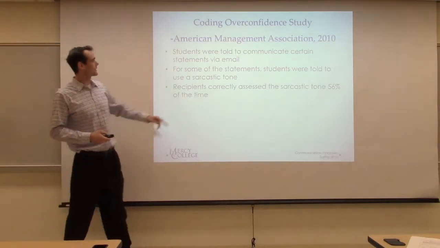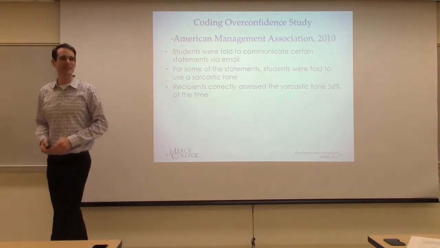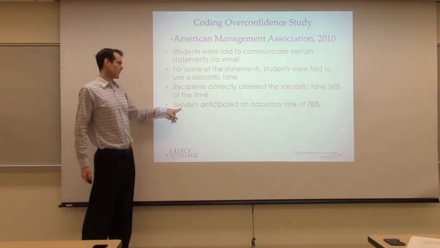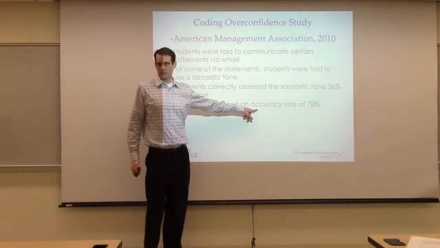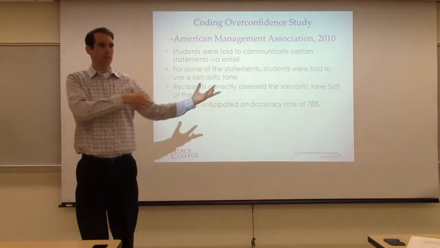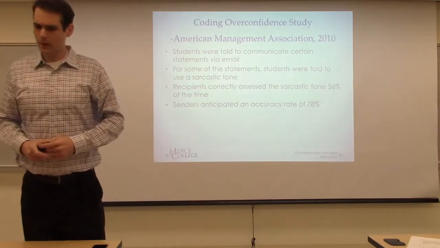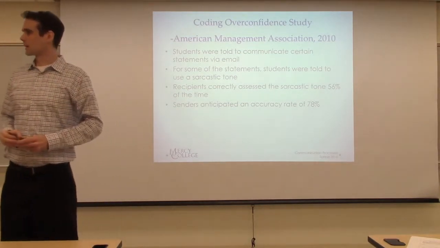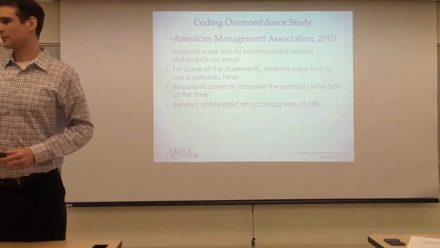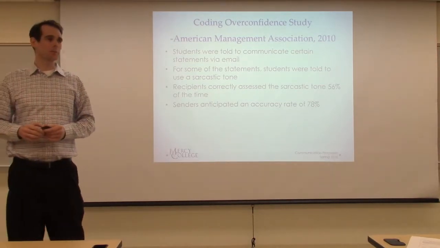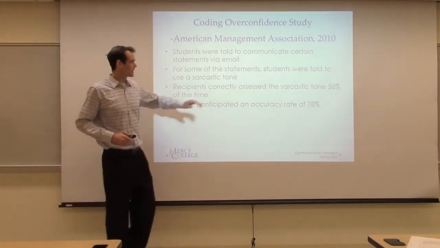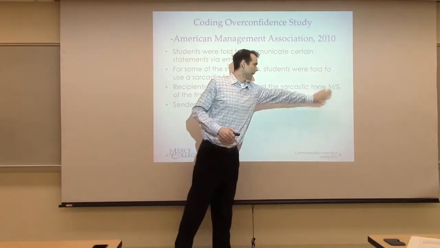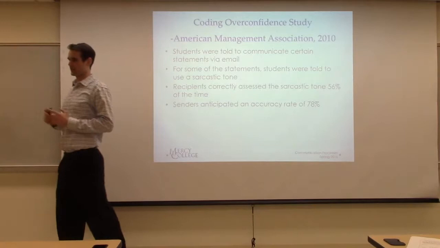So these researchers said, well, they only got it right 56% of the time. Now here's the rub. The senders anticipated an accuracy rate of 78%. So you all sending this message, saying, yeah, I had a great time at lunch, 8 out of 10 of you said the receiver is going to understand my meaning. They're going to know whether or not I'm being sarcastic. 2 of you said the receiver maybe is not going to know. So 8 out of 10 said my tone is clear. And then the accuracy rate was the same as guessing. Does that make sense?